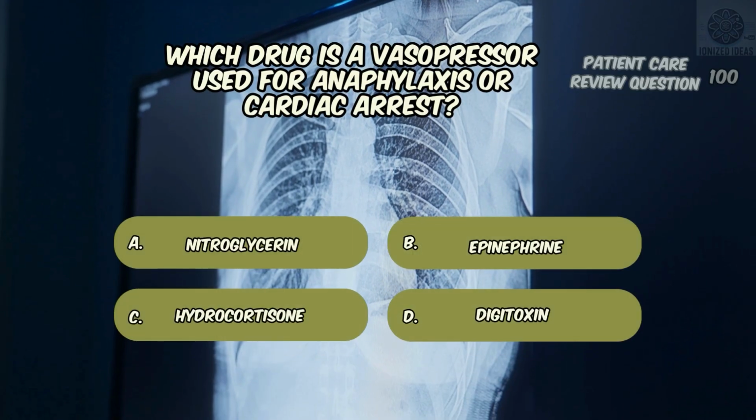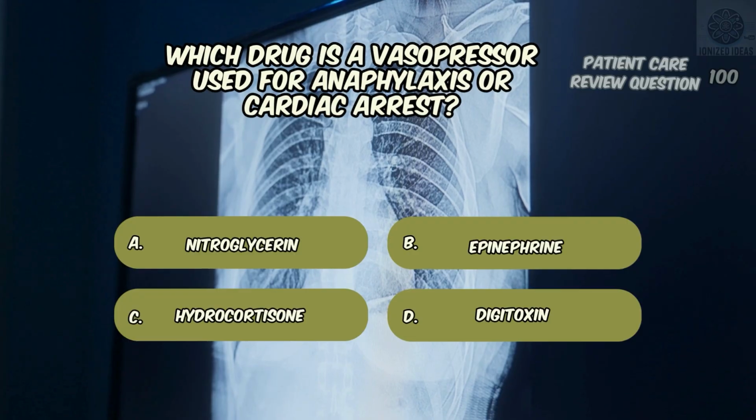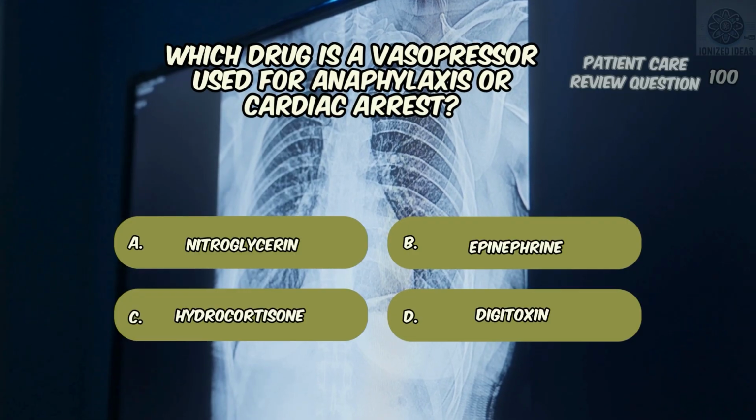Which drug is a vasopressor used for anaphylaxis or cardiac arrest? A. Nitroglycerin. B. Epinephrine. C. Hydrocortisone. D. Digitoxin.